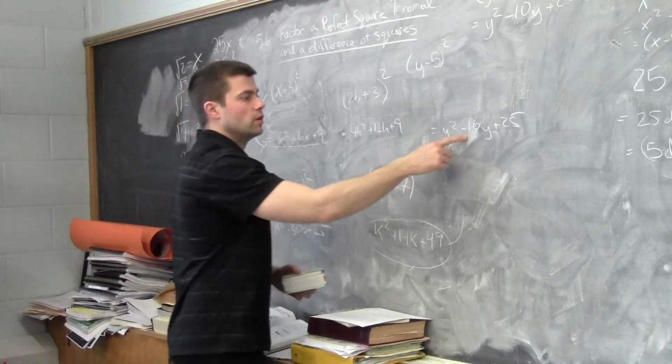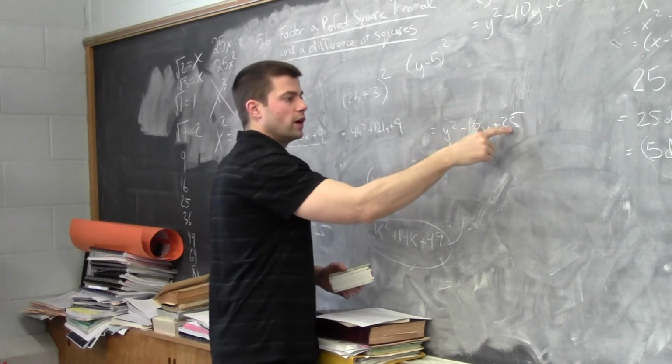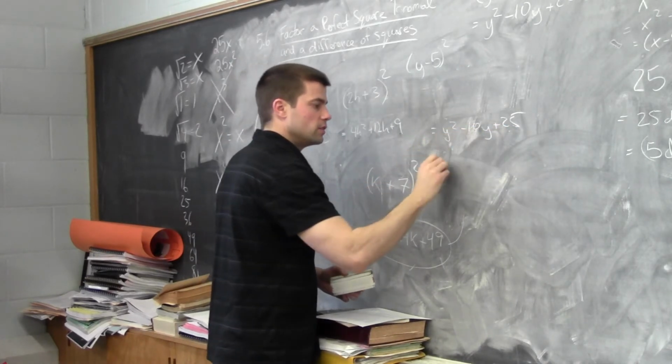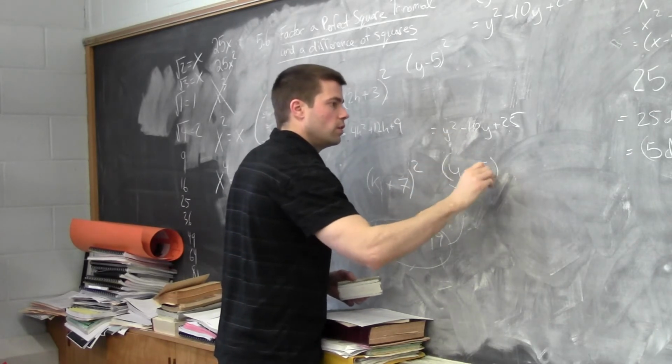Okay, this one. Perfect square, yes. Perfect square, yes. Y times 5 is 5y, times 2 is 10y, yes. So this is going to be y minus 5 squared.